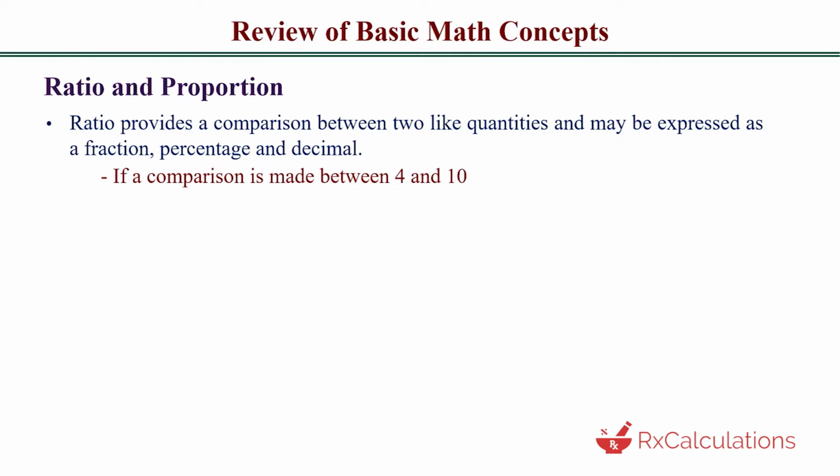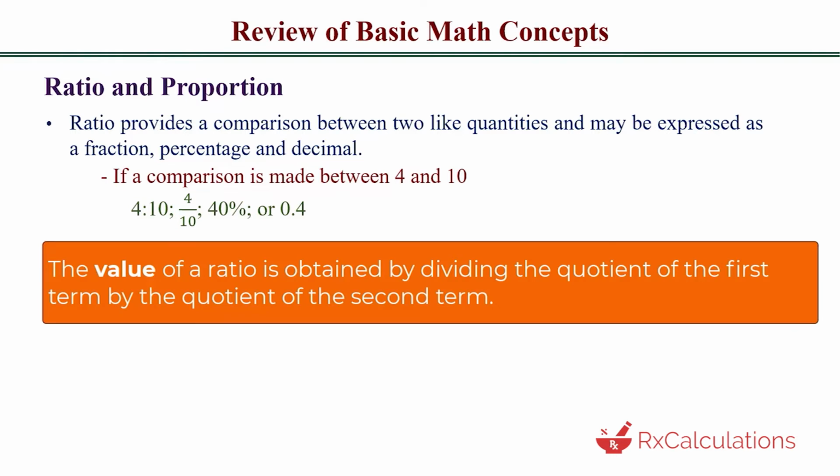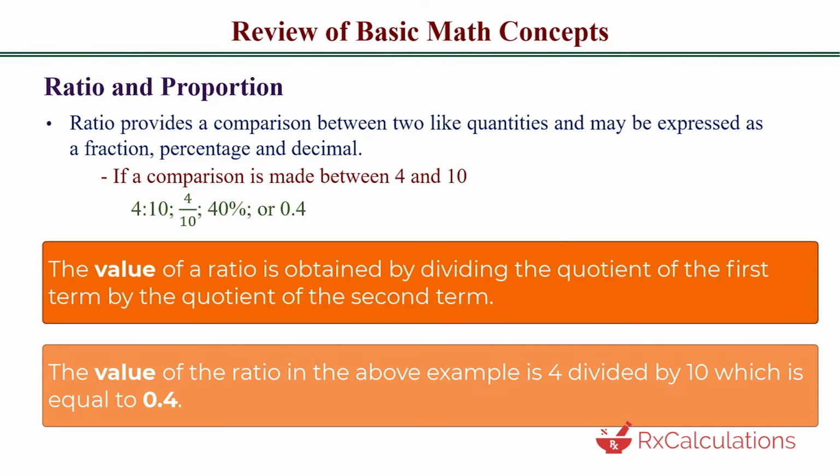If a comparison is made between 4 and 10, then the ratio may be expressed as 4:10, 4 per 10, 40%, or 0.4. Every ratio has what is known as a value, and the value is obtained when you divide the first term by the second term. In this example, you have 4:10. If you divide 4 by 10, you get the value 0.4. So 0.4 is the value of this ratio.